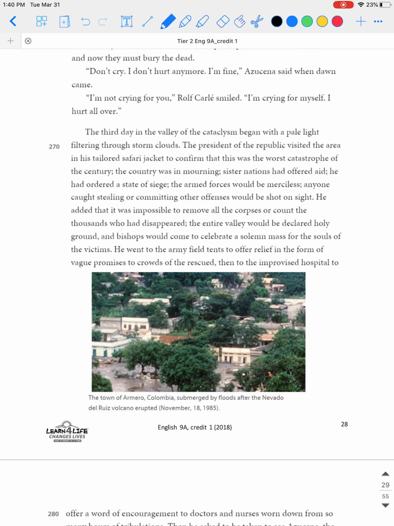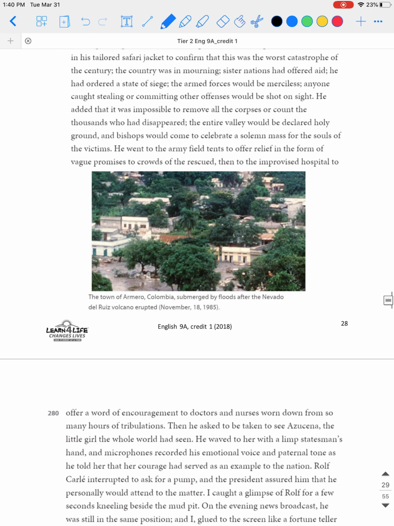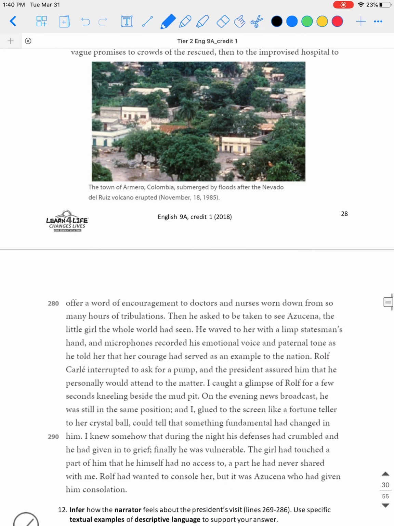The entire valley would be declared holy ground, and bishops would come to celebrate solemn mass for the souls of the victims. He went to the army-filled tents to offer relief in the form of vague promises to the crowds of rescued, then to improvised hospitals to offer a word of encouragement to doctors and nurses worn down from so many horrible tribulations. That picture is a picture of the town in which the volcano flooded.